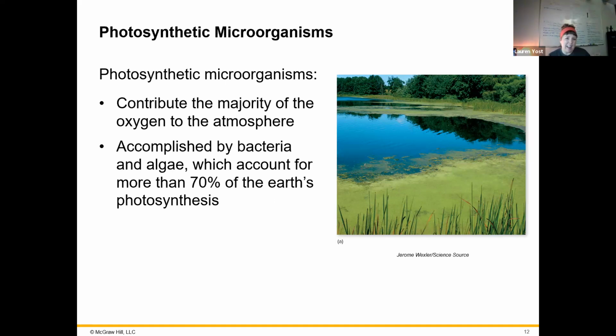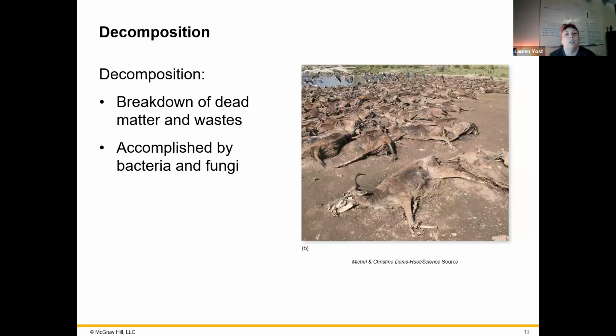Even nowadays, bacteria and other microbes like algae are the ones that do more than 70% of the photosynthesis on the planet, not plants. Bacteria and algae. Algae are not plants, okay? Of course, bacteria and fungi, which are other microorganisms, are the ones involved in breaking down dead matter, waste, things like this. All of that is done by microorganisms, and we need them to do that. Otherwise, these things would just build up on the planet and not go away.